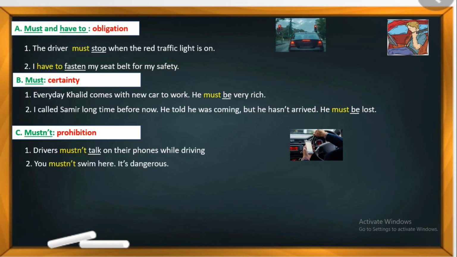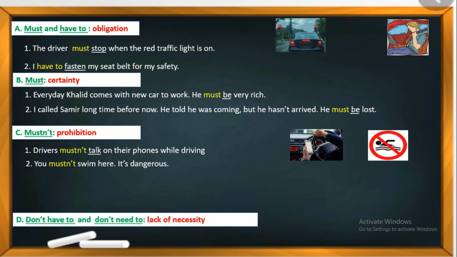The other example, you mustn't swim here, it's dangerous. Look at this sign. For example, somebody wants to swim somewhere where there is this sign, and you tell him, oh, can't you see the sign? This sign says you mustn't swim here. You are not allowed to swim here. It's forbidden to swim here because it's a very dangerous place.